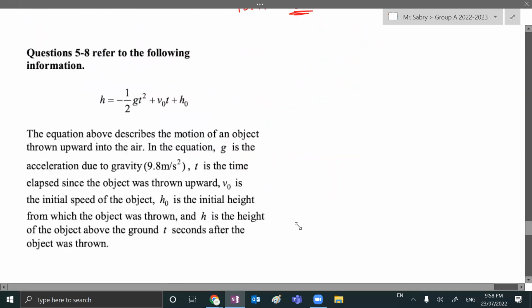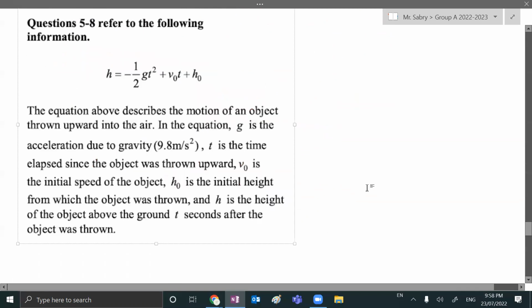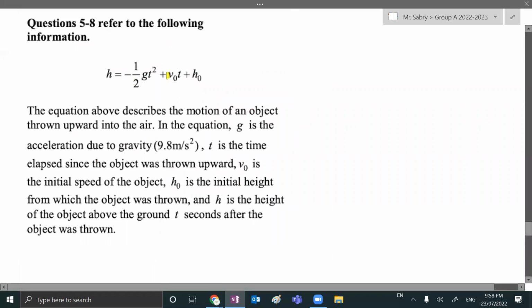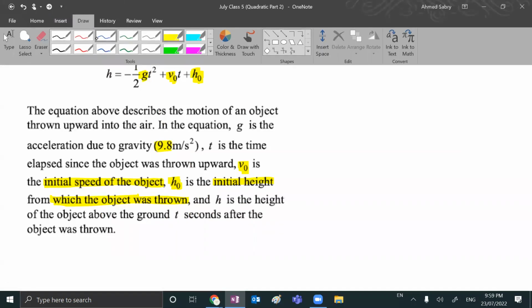Now this is similar, as I said, to the ones we've solved earlier. The most important thing here to understand is what every letter represents. So I know that V0, for example, is the initial speed of the object. H0 is the initial height from which the object was thrown. And then h is the height of the object above the ground. It's the height right now after t seconds, while g is a constant number that's equal to 9.8. So what's the actual equation?